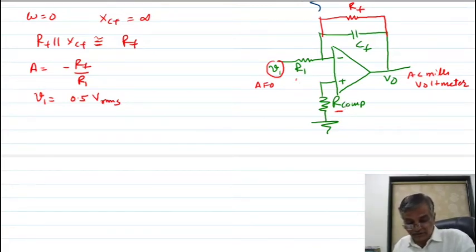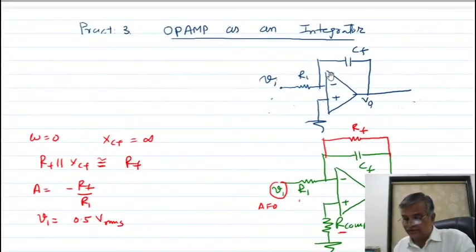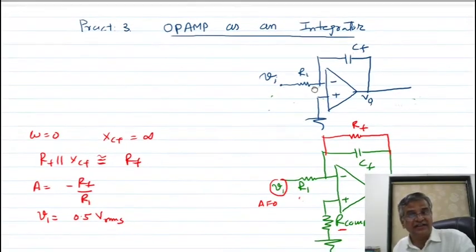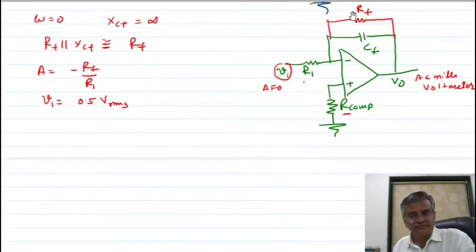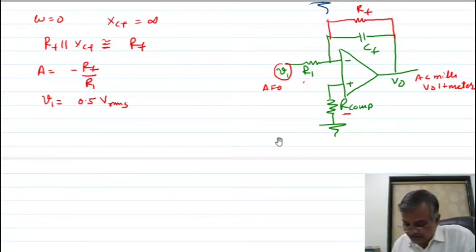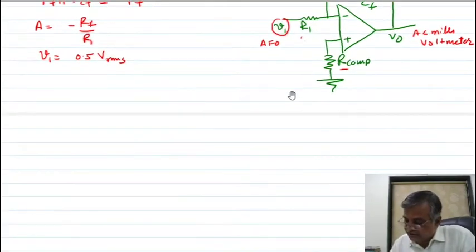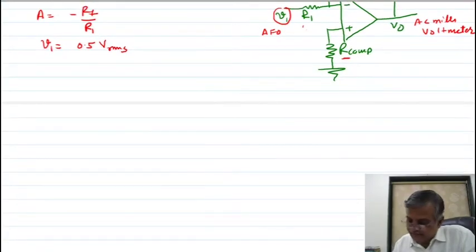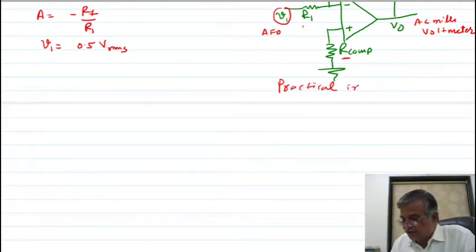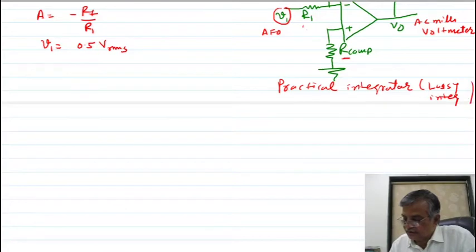To overcome the problems we are facing in an ideal integrator, we have connected resistor RF. This is called the practical integrator circuit, or it is called the lossy integrator circuit.